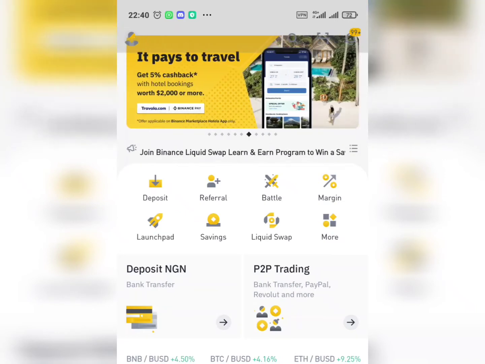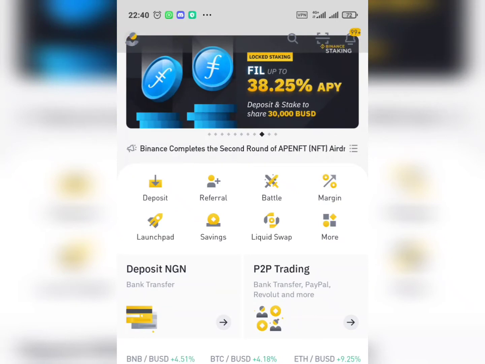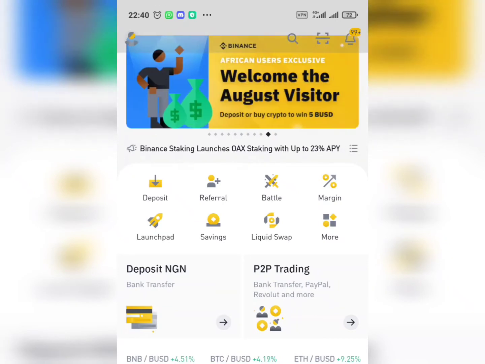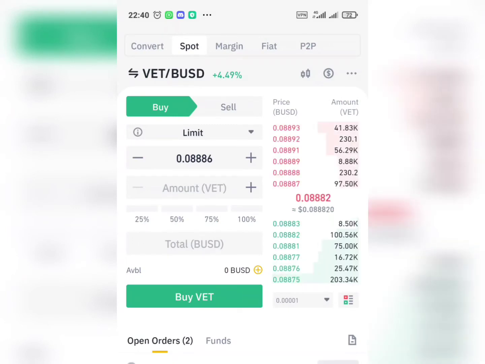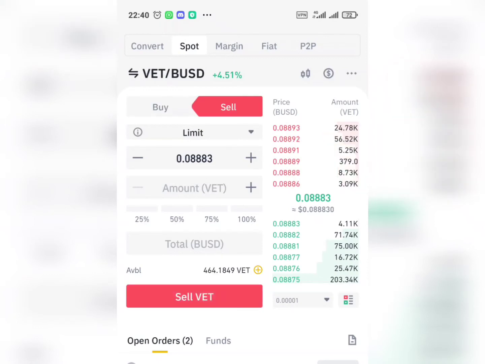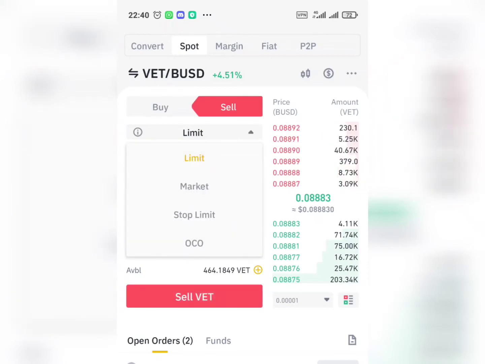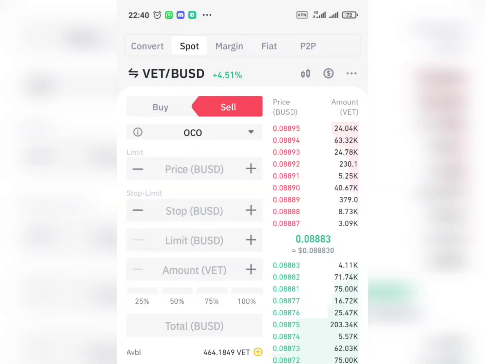Now, what is the best way to secure profits? The best way to secure profits is to use what we call trailing stop loss. Now, in my previous videos, I explained how you can set your stop loss, whereby after you finish buying your token, you come to your limits. Then you see there is stop limit here, of which you can use OCO to set.